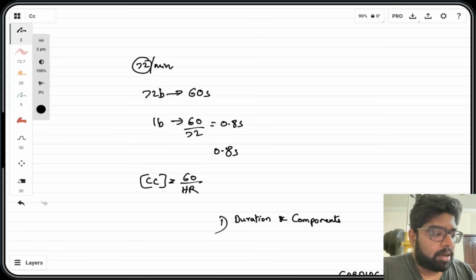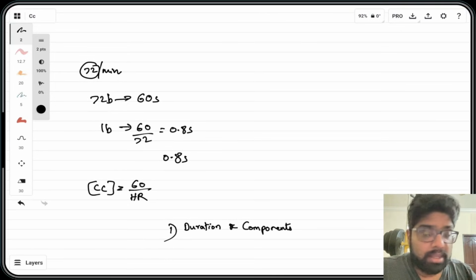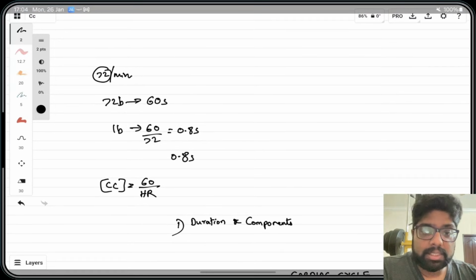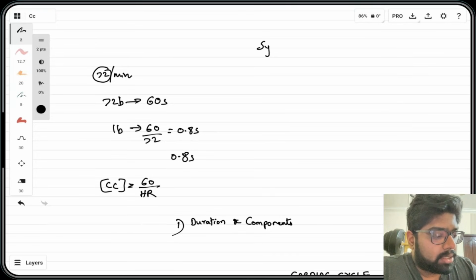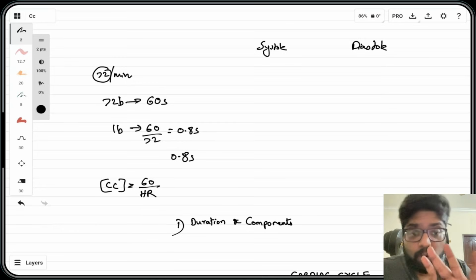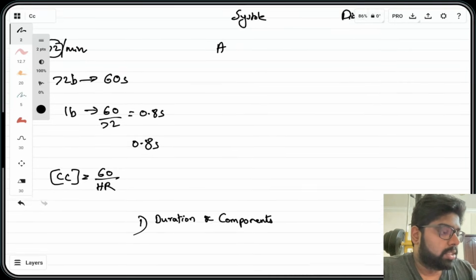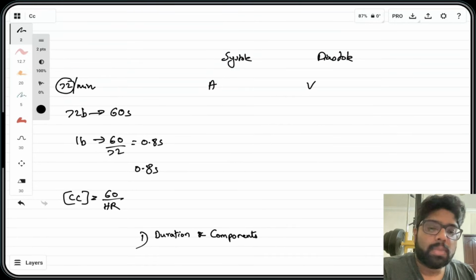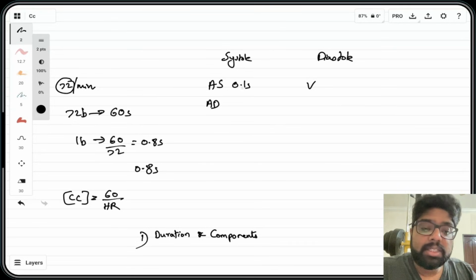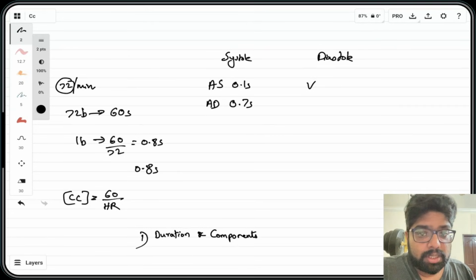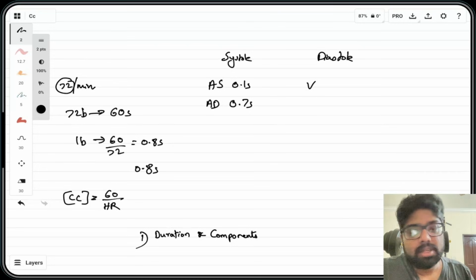Now this cardiac cycle comprises two main mechanical events, that is contraction as well as relaxation. The contraction is what we call systole, and the relaxation is what we call diastole. The heart has four chambers which are capable of doing systole and diastole: the atria as well as the ventricles. Coming to the atria, we have atrial systole and atrial diastole. Atrial systole has a duration of 0.1 second and atrial diastole has a duration of 0.7 seconds. So you can see the atria spends much of its time relaxing rather than contracting.